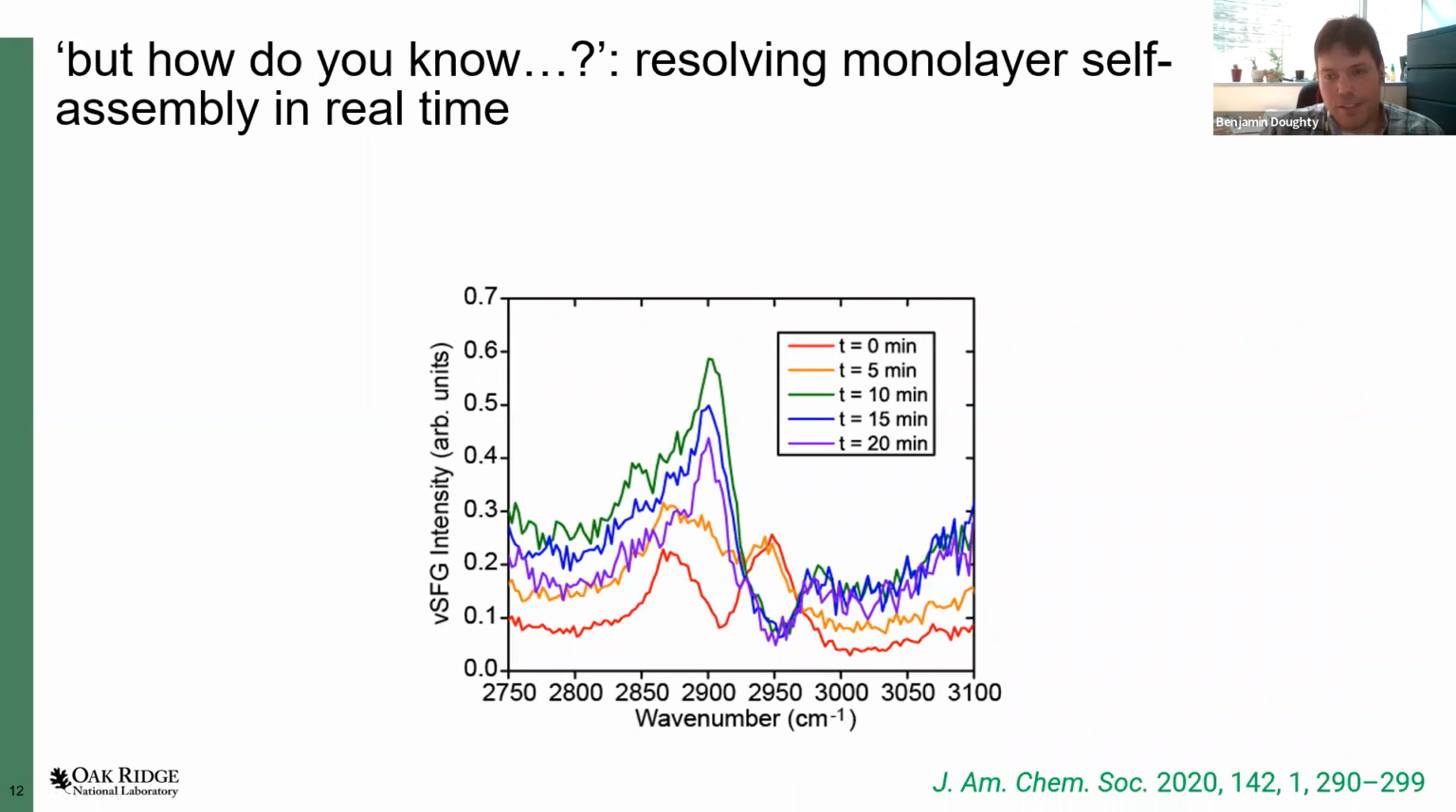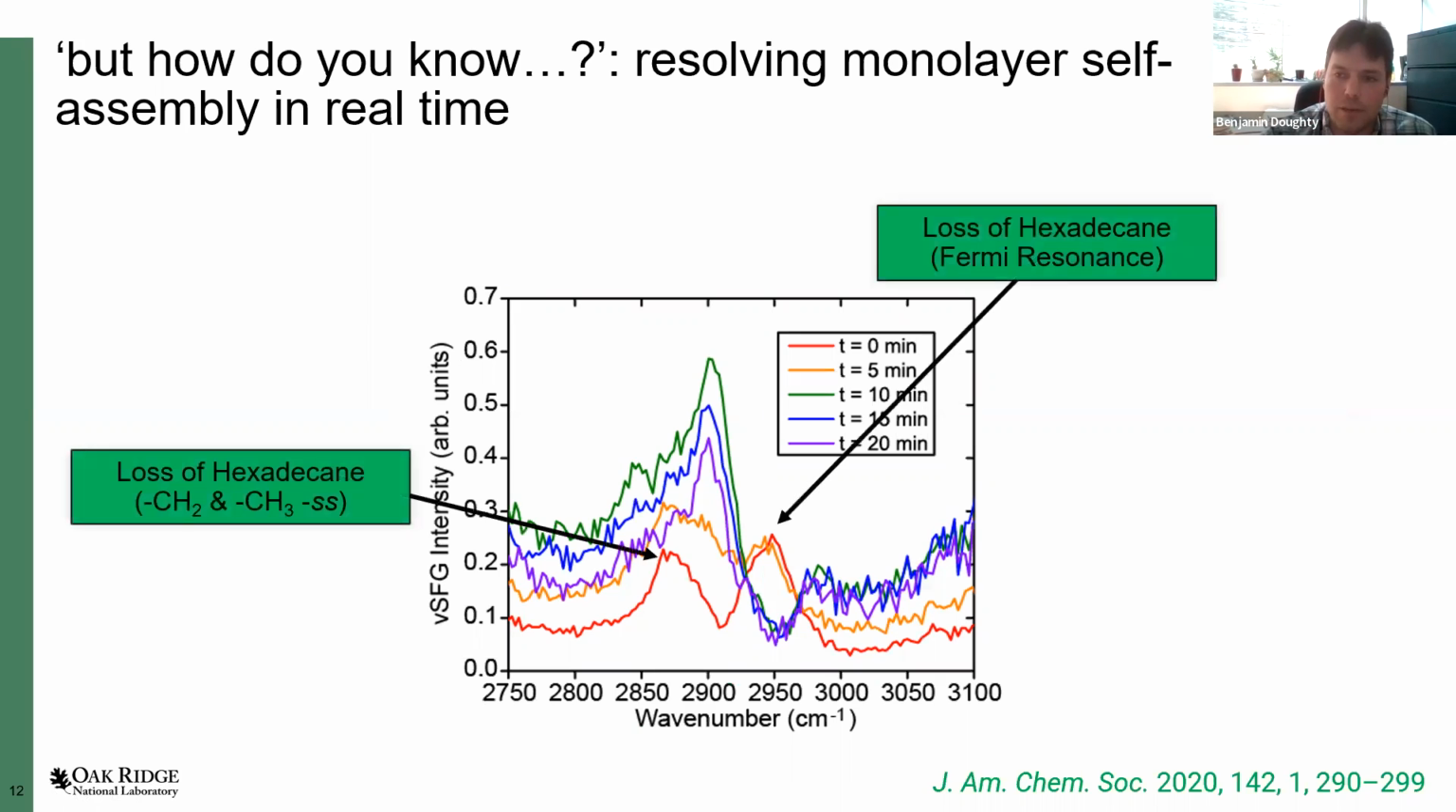So we figured the easiest way to do it, which in hindsight probably wasn't the easiest way to do it, was to actually resolve the process in time. So what we do is we take our aqueous phase, and we deposit the oil on it and start measuring the SFG response immediately after. And what we get at early times is signatures of hexadecane. So these are CH2 and CH3 stretches here that are not resolved, and then a Fermi resonance. This is what we see at the oil-water interface, same sort of thing.